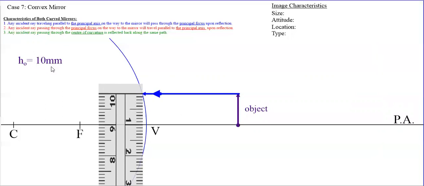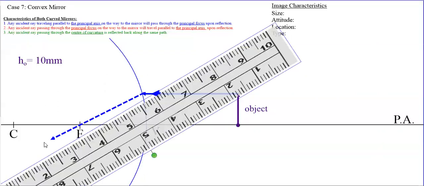Measure how high my object is. I used a 1 centimeter, or 10 millimeter, tall object. So I would just measure where that is on the actual mirror and draw a straight line to it, making sure it's parallel, and it's supposed to reflect through the principal focus. Now, this is transmitting through the mirror, technically, if I follow this rule to the T. We know that's not how reflection works. It's not going to transmit through. Reflection means I have to go back in the opposite direction.